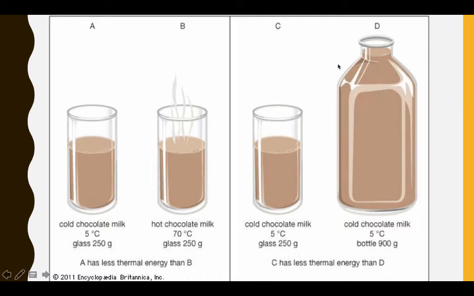Now comparing C and D, we see that we have much more chocolate milk here, 900 grams, as opposed to 250. However, both samples are at the same temperature. Therefore, the particles in C and D are traveling with the same average speed. However, there are more particles in sample D, therefore, D contains more total kinetic energy, or more thermal energy.